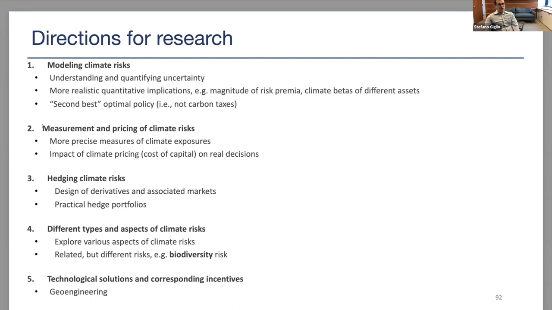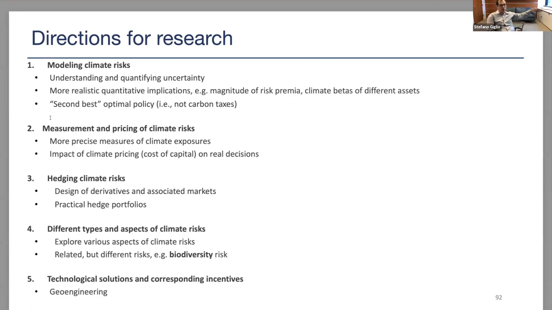There's another set of open questions on the measurement and pricing of climate risks. I think we're still in search of better measures of climate exposures, which are all very noisy. And if we do believe that climate risk is priced, does this pricing effect actually end up having real effects? Because when you have an effect on the price of bonds and stocks, you're going to affect the cost of capital. But how and why does the cost of capital then trickle down to the actual decisions?